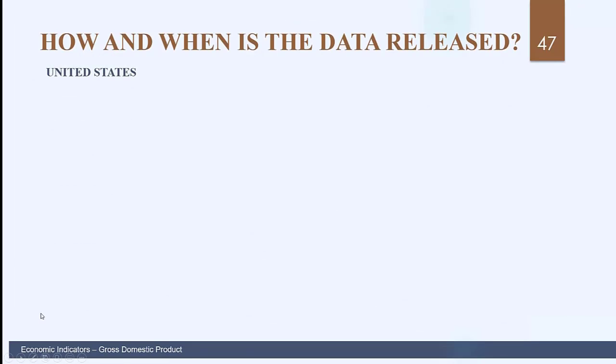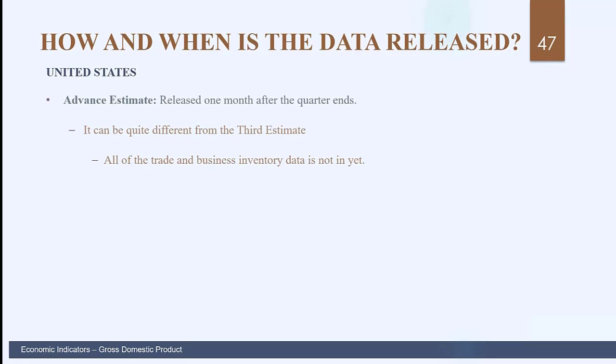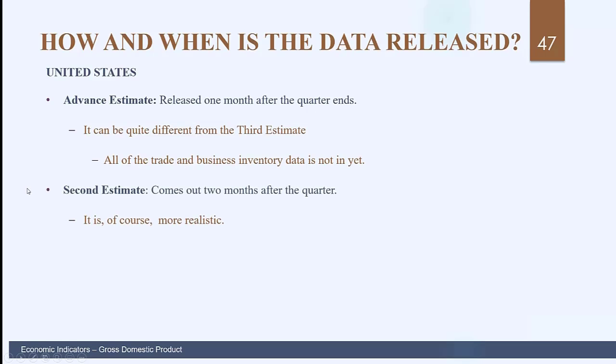When is GDP data released in the United States? Well, the advanced estimate is released 1 month after the quarter ends. It can be quite different from the third estimate, obviously. All of the trade and business inventory data is not yet in. So the advanced estimate does not include all the available data at that time. That's why they follow up with 2 other estimates that serve to improve its accuracy.